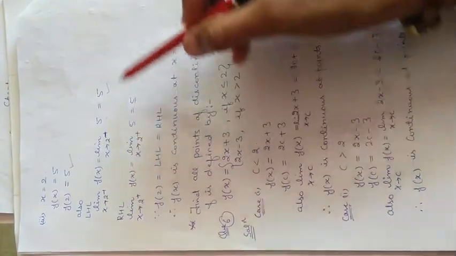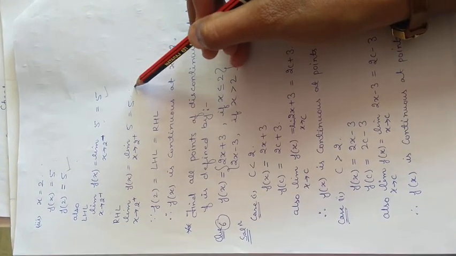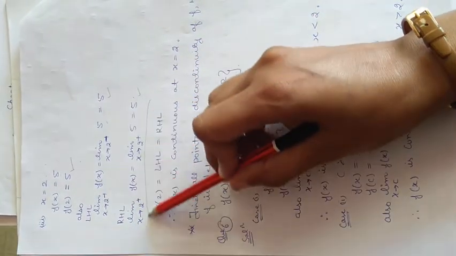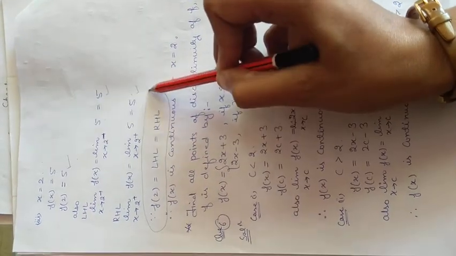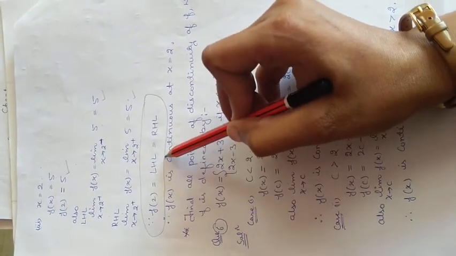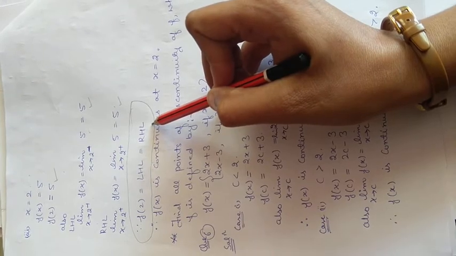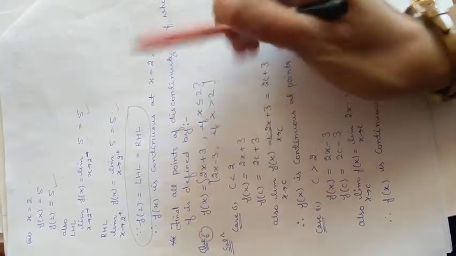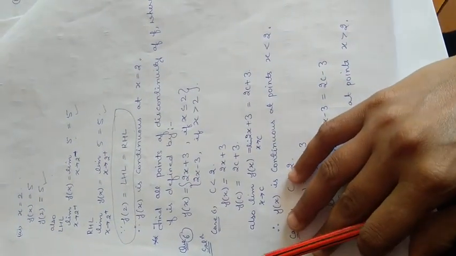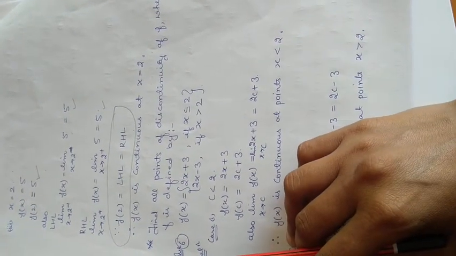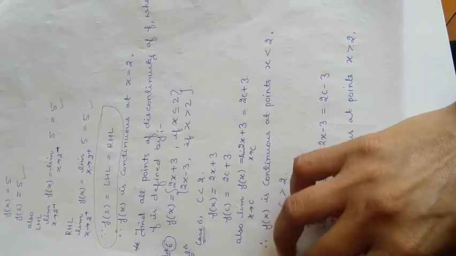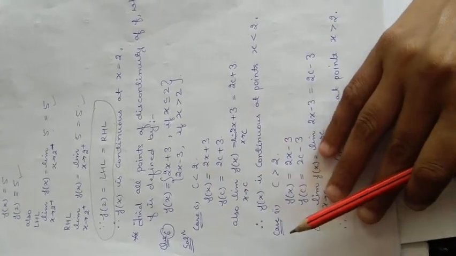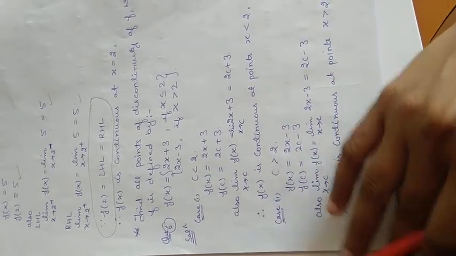Similarly, in the case of right hand limit also I will get 5. So at last I can conclude that f(2) is equal to left hand limit is equal to right hand limit. Therefore, f(x) is continuous at x is equal to 2. So, till now I have told you question number 3, 4 and 5. Now I will be telling you question number 6.